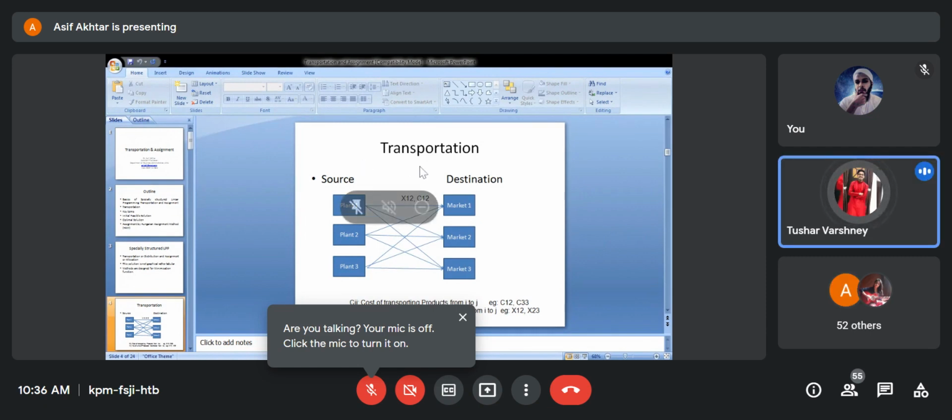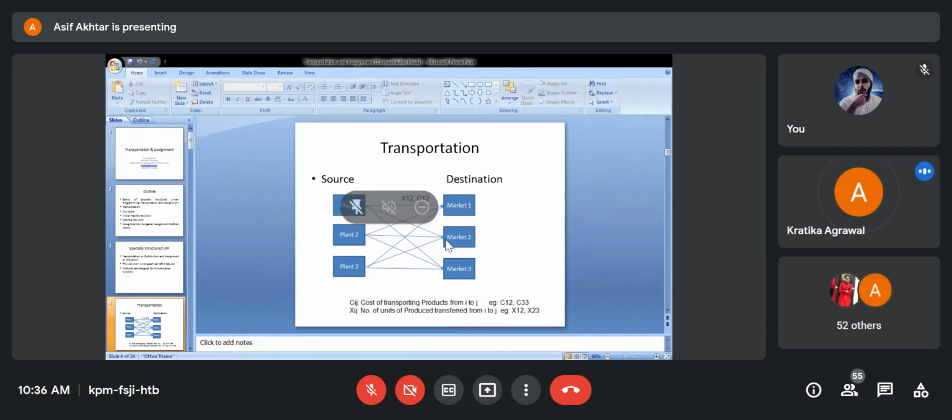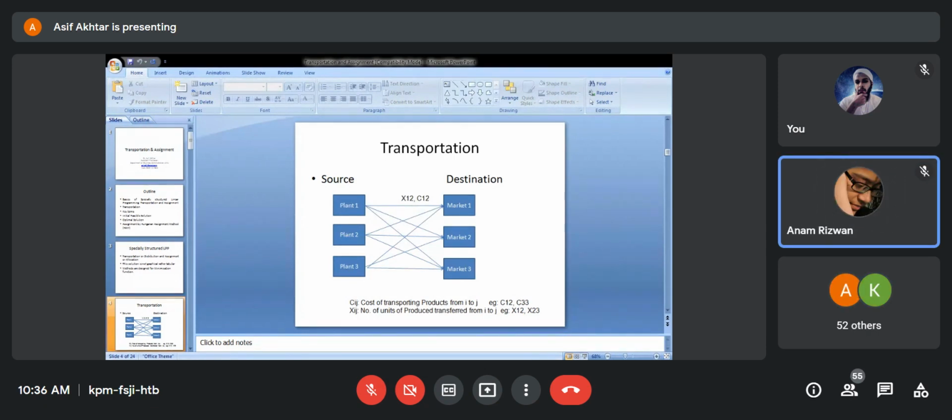So from plant 3 to market 3. Yes, from plant 3 to what, the quantity or the cost? I'm saying cost. C33. Cost, sir. So it's a cost. You should have a proper understanding. Cost incurred in transporting goods from plant 3 to destination 3.